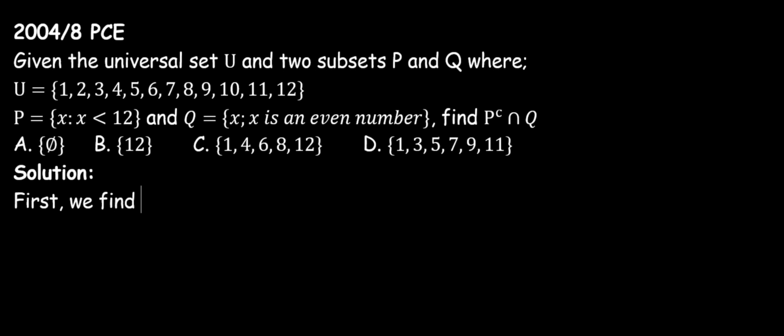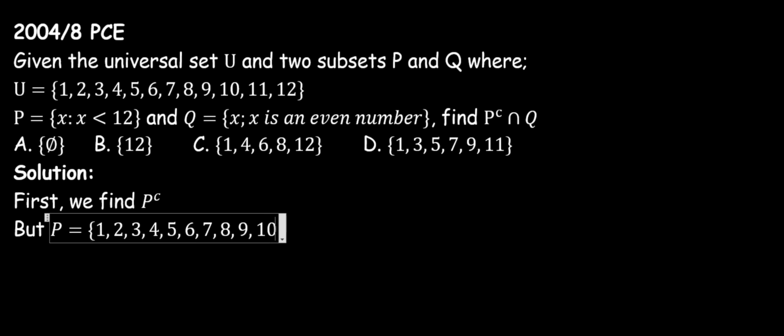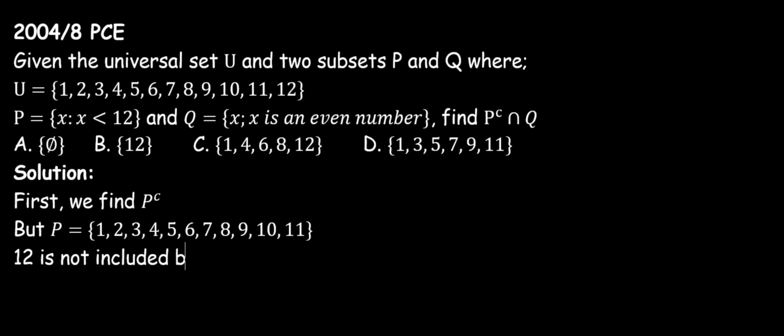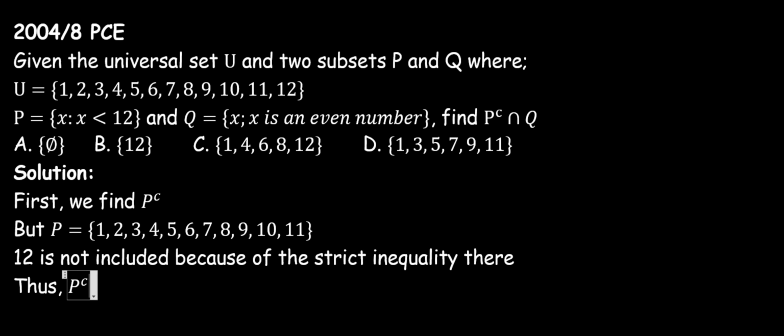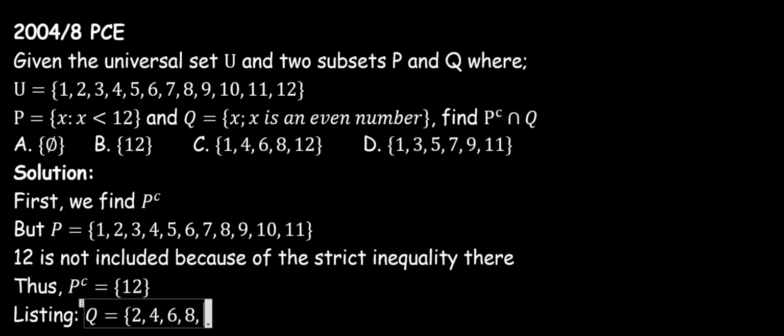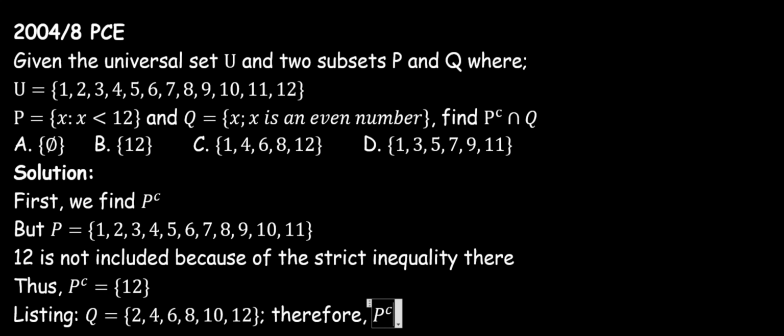First, we find P complement, but we know that P is equal to 1, 2, 3, 4, 5, 6, 7, 8, 9, 10, 11. 12 is not included because of the strict inequality there. Thus, P complement will be equal to 12. Listing Q, we have the even numbers from the universal set, and that will be 2, 4, 6, 8, 10, 12. Therefore, P complement intersection Q will be equal to 12, which is the only common element between the two sets.